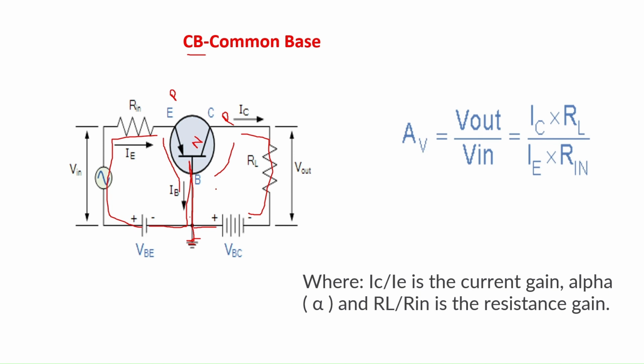This is the input signal which is being applied. One biasing resistance R in.